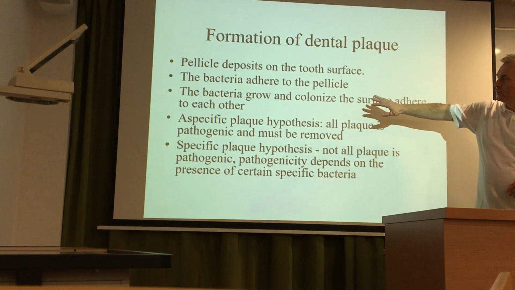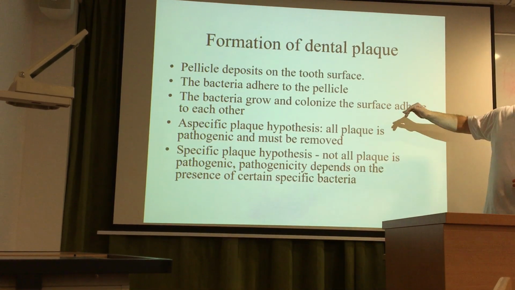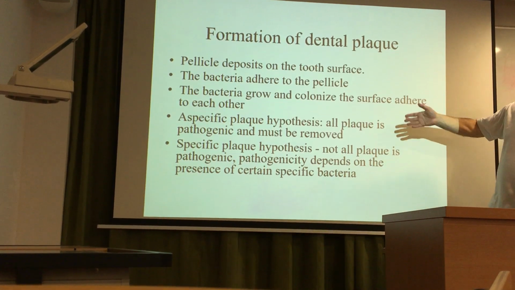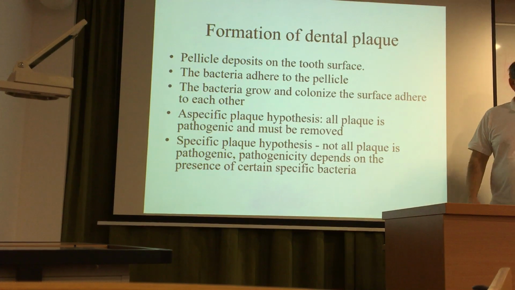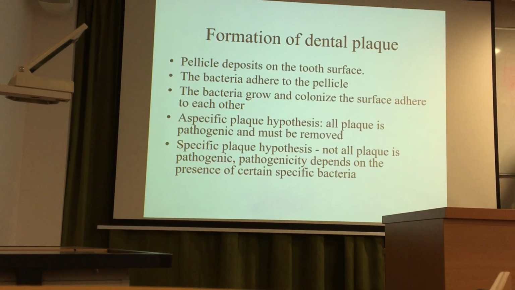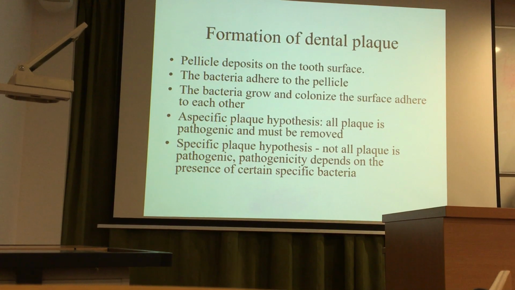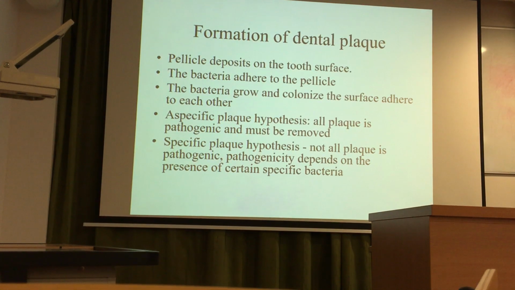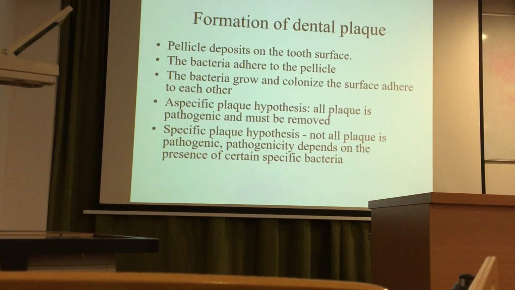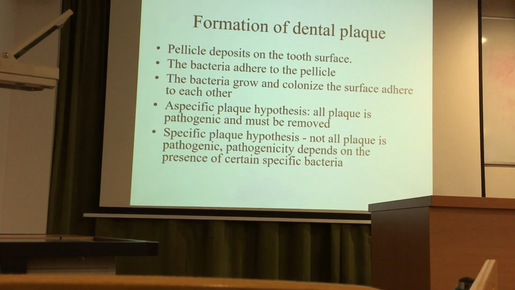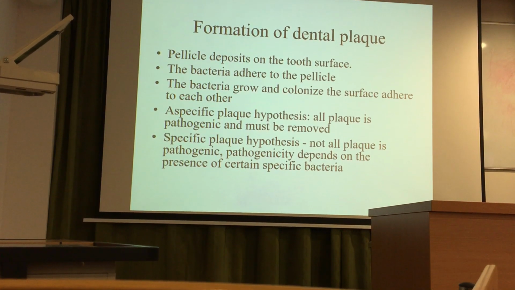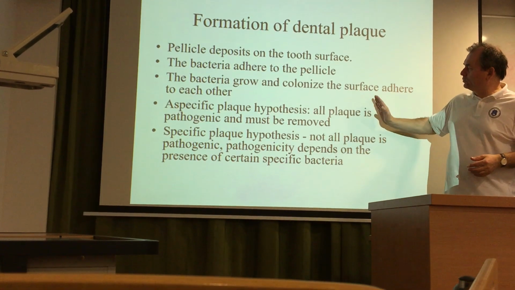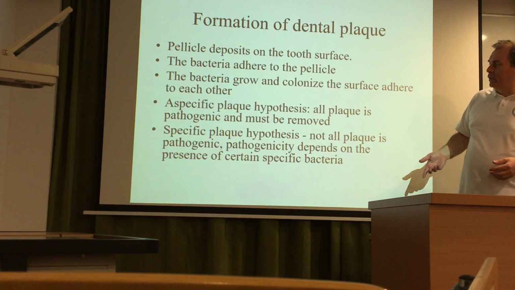After this adhesion, bacteria may grow and colonize on the surface of the tooth, and the plaque is growing and maturing, because only well thick and well matured plaque could be dangerous for the periodontal tissues. When the plaque is not matured and thick, this will not be dangerous.